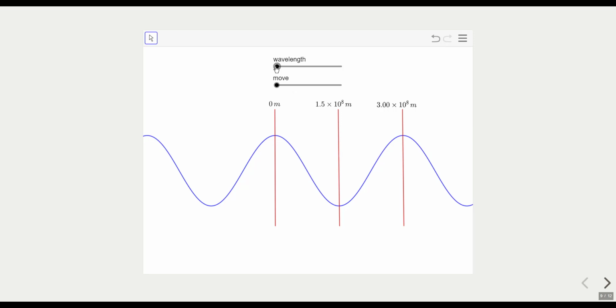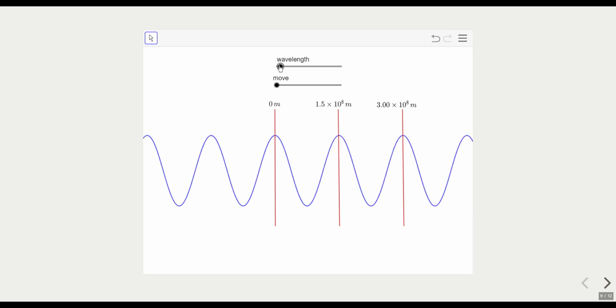What if I change the wave? I made it a different wave, so I'm going to drag this thing in a little bit. Well, now what's the wavelength? I can tell what happened there. The distance now from crest to crest is no longer 3 times 10 to the 8th, but 1.5 times 10 to the 8th. So that's easy enough. Now let's try another one.